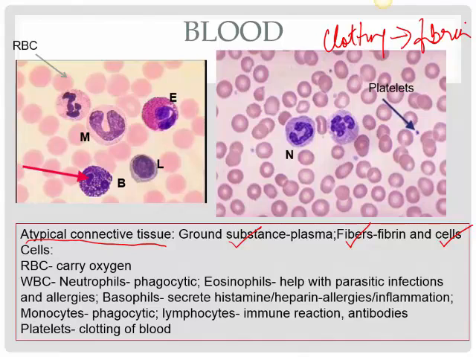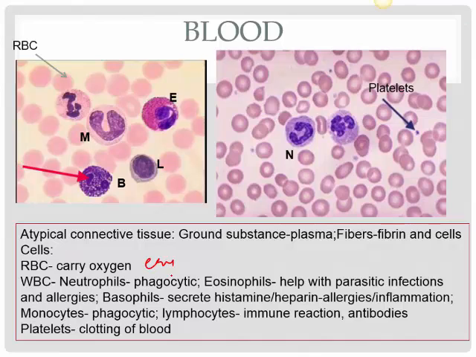The various cells that you see are important, and as always, look at them. You have to know features, you must know functions, you must even know numbers wherever given. Red blood cells are also called erythrocytes. Their main function is to carry oxygen, and that's because they have a pigment called hemoglobin.